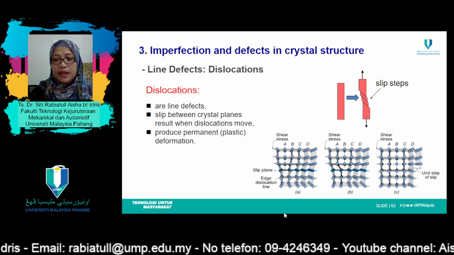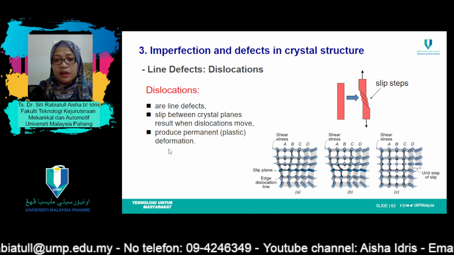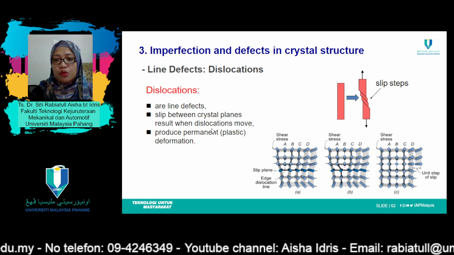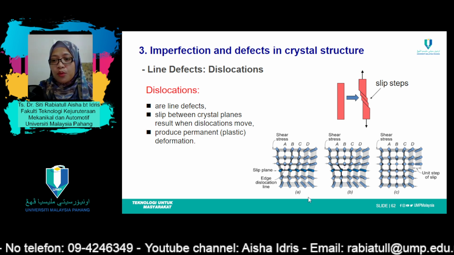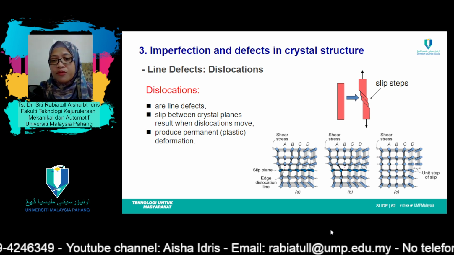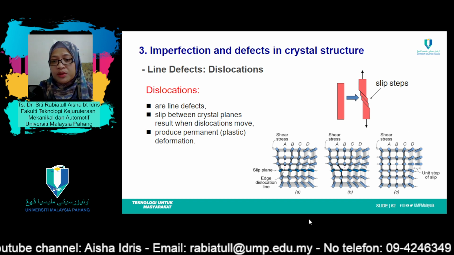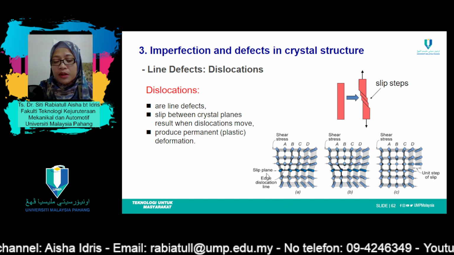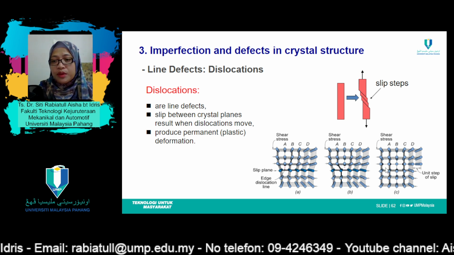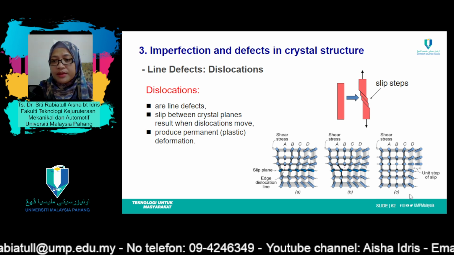And this one is the line defects. It occurs between crystal planes, and results when a dislocation moves, and this will produce a permanent deformation or plastic deformation. So if you refer to this figure or illustration over here, once the plane is slipped, then it moves until the end, and finally creates a permanent deformation over here.